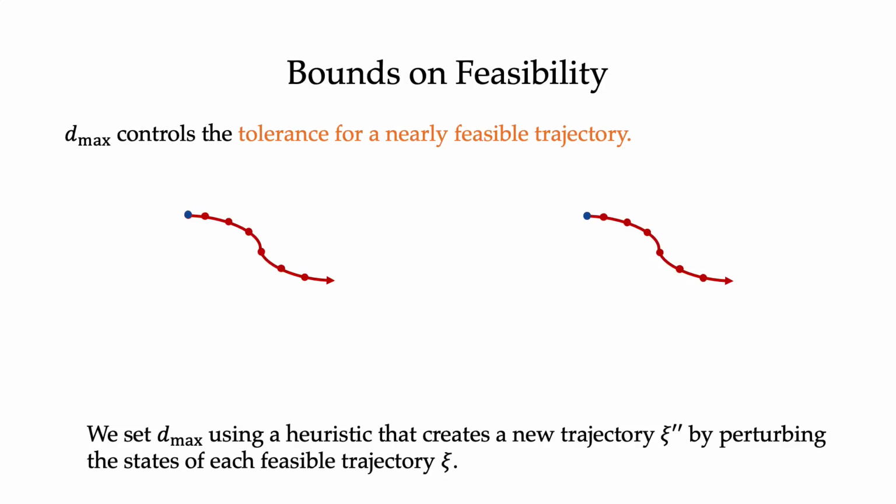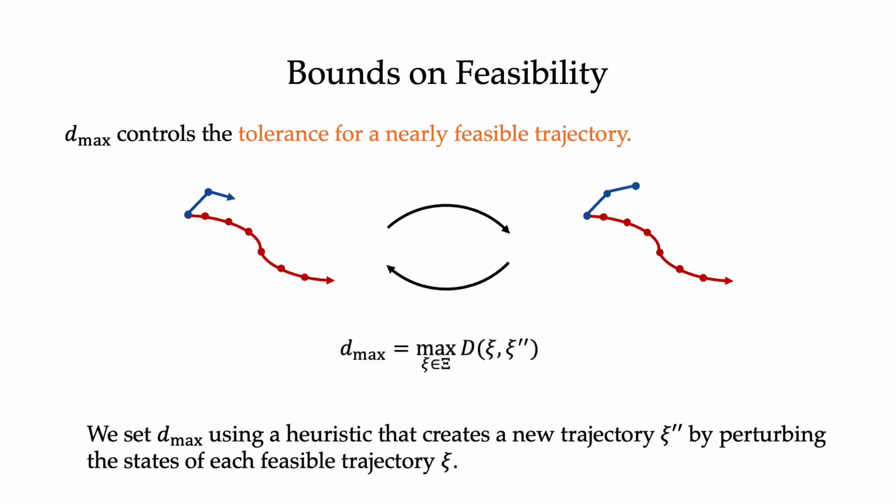We set d max by perturbing the states of all the feasible trajectories. Here, you can see we have the action and we generate the expected next states. Then we perturb it to another state, and we go back to the next action, and we get the next state, and then we also perturb the next state, and we generate a corresponding trajectory. After that, we get d max by the maximal distance between all the feasible trajectories and the corresponding trajectories. Any trajectory with distance higher than d max is regarded as totally infeasible.